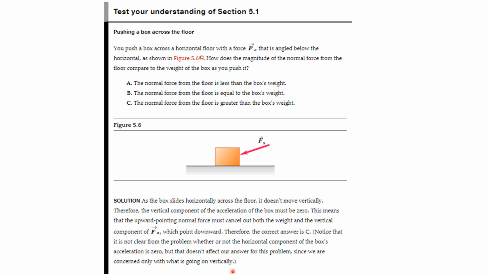As the box slides horizontally across the floor, it doesn't move vertically. Therefore, the vertical component of acceleration must be 0. This means that the upward pointing normal force must cancel both the weight and the vertical component of this force, because you see there is a vertical component which points downward. This gets resolved into going over this way and then going down, so it is pointing down. Therefore, the correct answer is C.